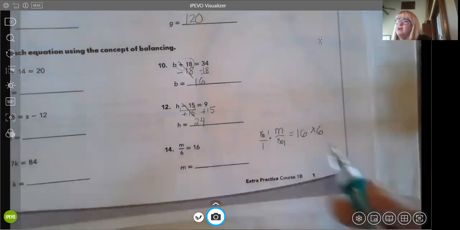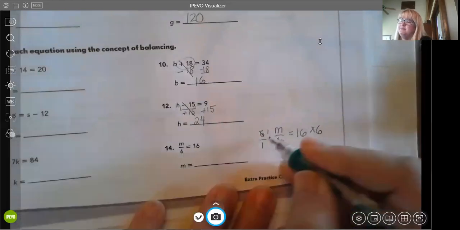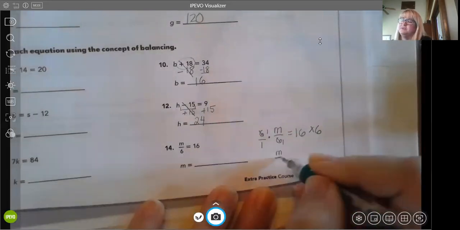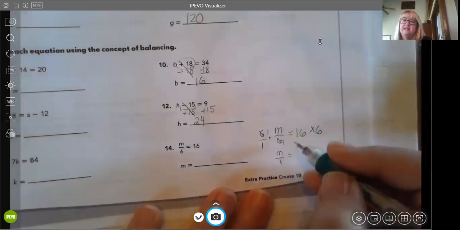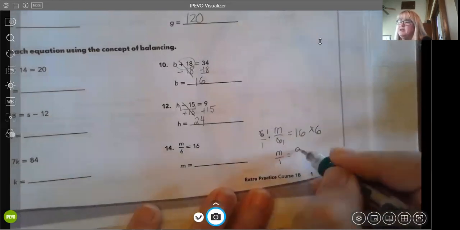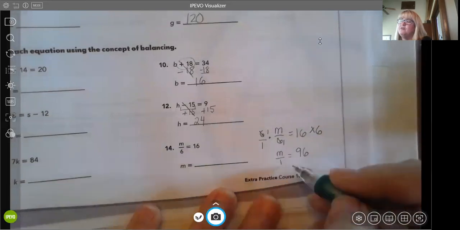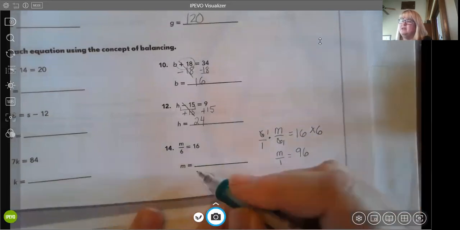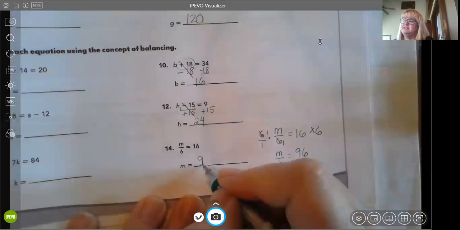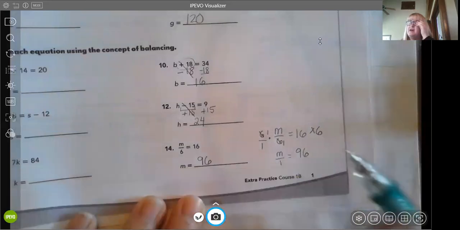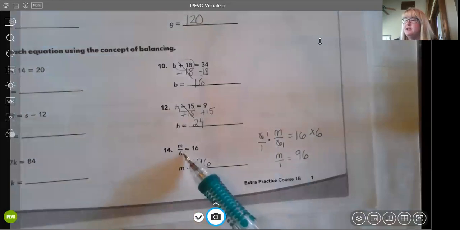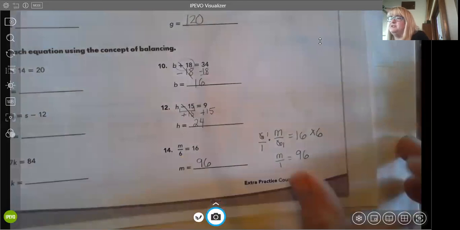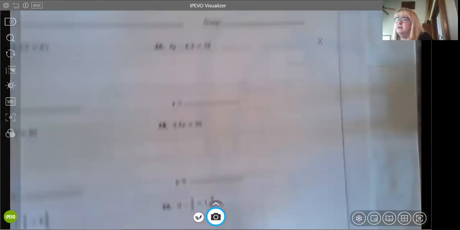Okay? And these 6's cancel out. And you'll end up with 1 times M is M over 1 times 1 is 1. And 16 times 6 is 96. And so we would just write M over 1 is the same thing as M. M equals 96. So when you have a variable over a number, that's a division problem. And the opposite of dividing is multiplying. All right, let's go to the next page.